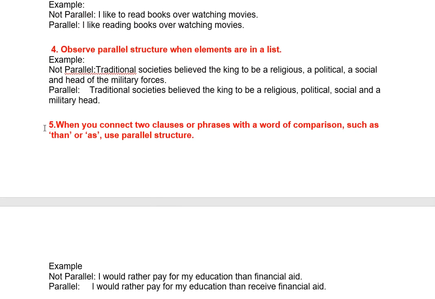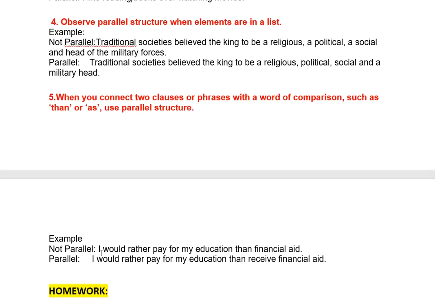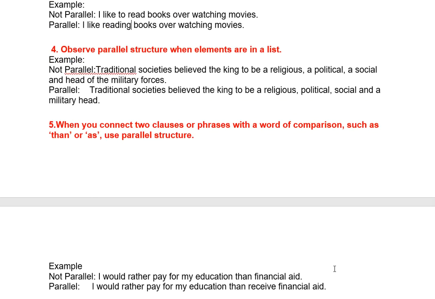What does it say? When you connect two clauses or phrases with a word of comparison. So what are words of comparison? Than or as. You need to use a parallel structure. So let's see. I would rather pay for my education than financial aid. No. See, I would rather pay for my education than receive financial aid.